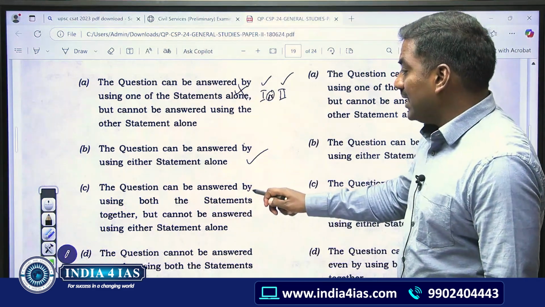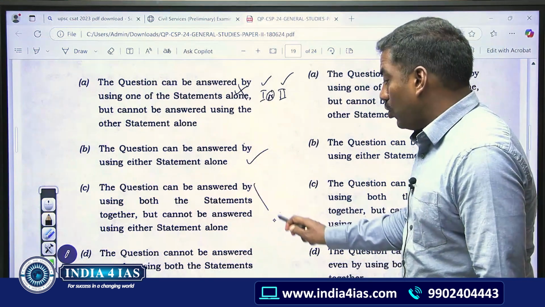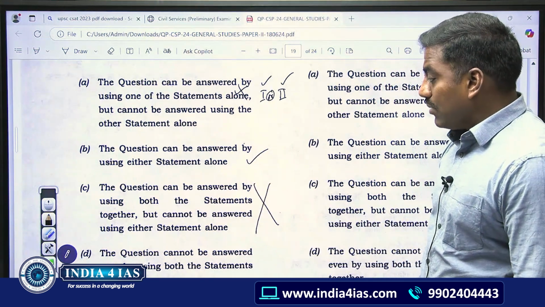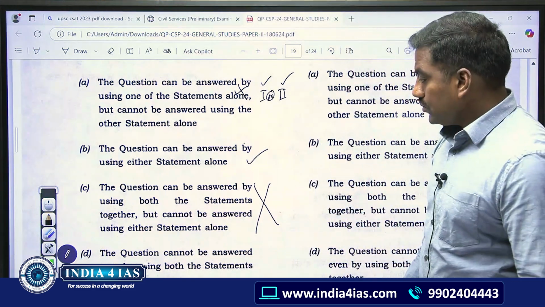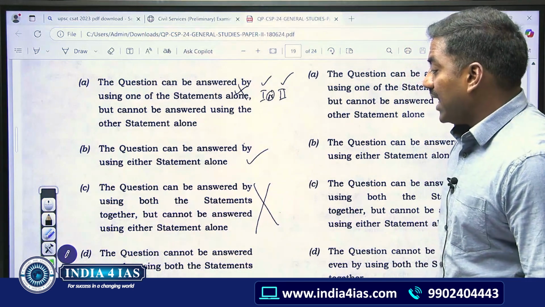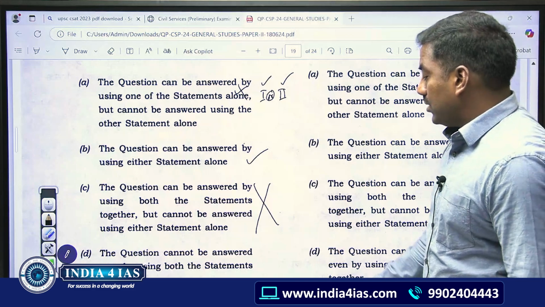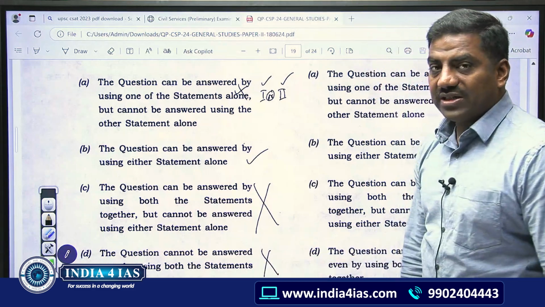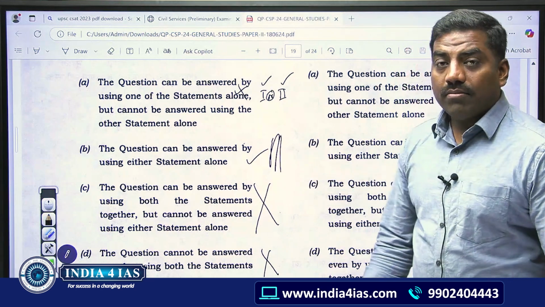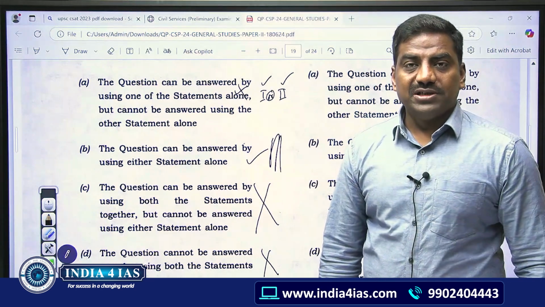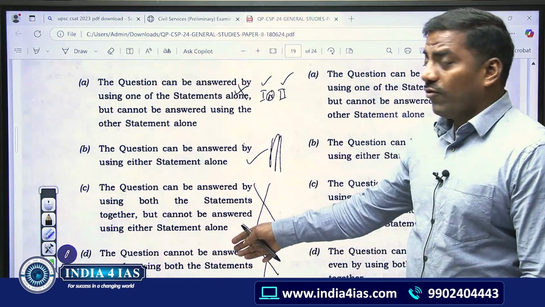The question can be answered by using both the statements together, but cannot be answered using either statement alone. No, the answer can be got by using one of the statements alone. Then the question cannot be answered even by using both the statements together. No, this question doesn't arise, because when we are deciding the answer with the help of either of the statements alone, then we got the answer. We don't have to go for this option at all.